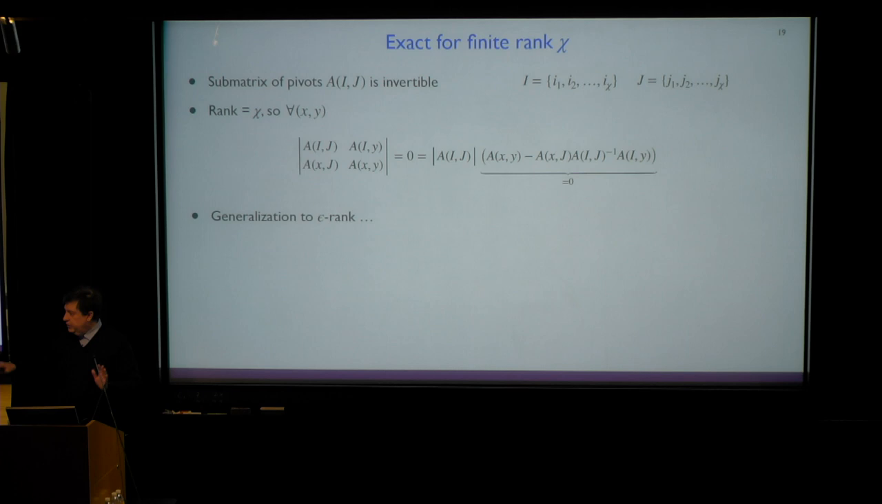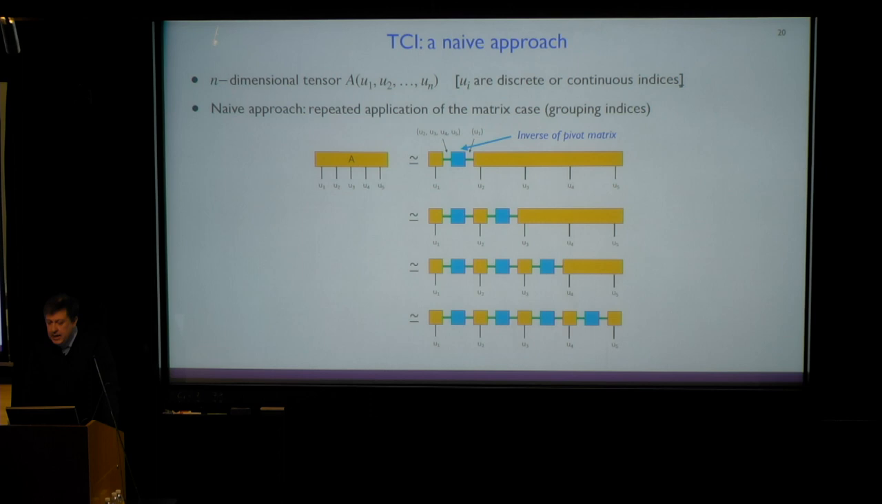So that's for matrices. Now, what do we do for tensors? Naively, I have my tensor here, A. I can regroup all the indices but the first one together. Then I have a matrix, and I can apply the cross interpolation for matrices. I get this, the first line. This is P, the inverse pivot matrix. And I see that my indices here will be multiplets of indices. And I will have this form. Then I can regroup the pivots u_1 with the other indices u_2 and have another smaller tensor, which I can recursively decompose. This is not a practical algorithm, but it just gives you an idea why you are going to find the TCI form.